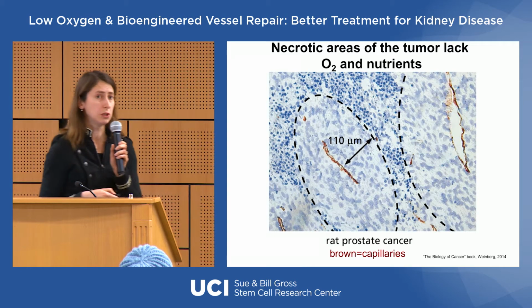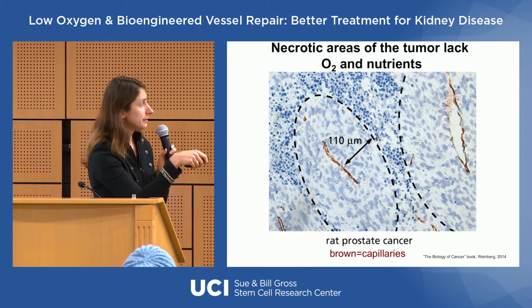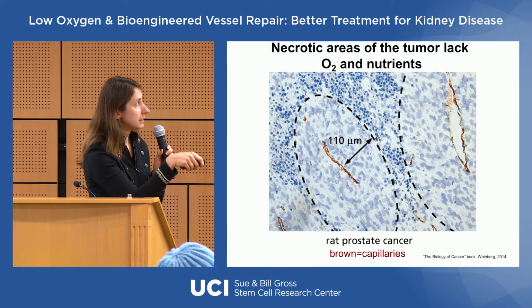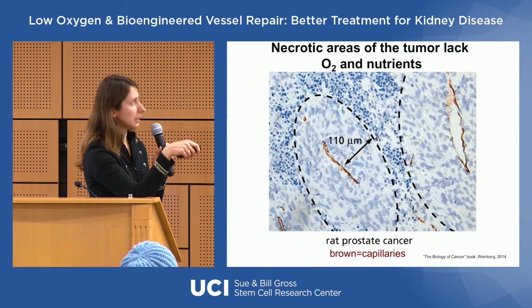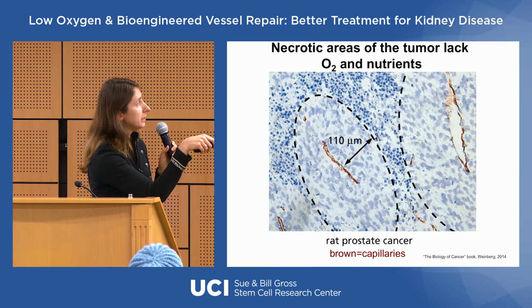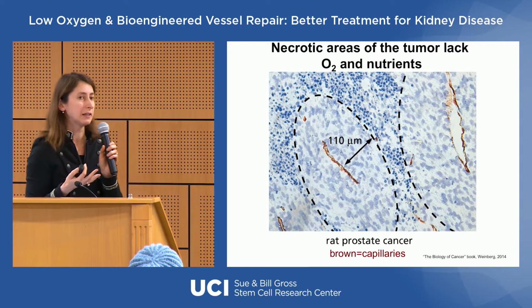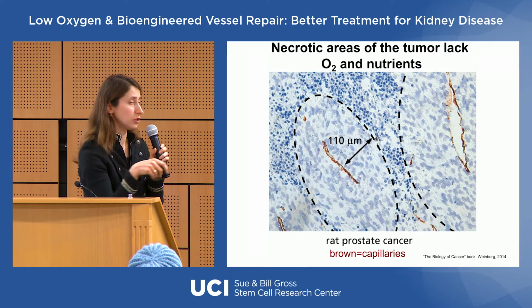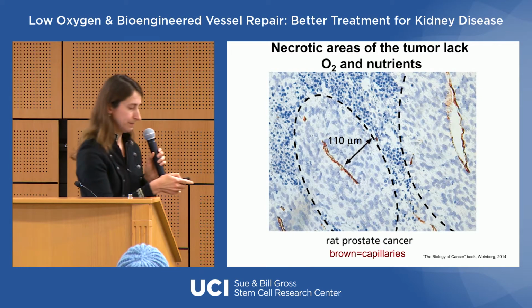So this is just to illustrate how it looks like in a solid tumor. So here in brown, we have blood vessels. And then around the blood vessels, those cells look healthy. They proliferate. But then beyond this circle, those cells look very crowded. They are not healthy. A lot of them are dead. And this is because the oxygen is not delivered to those cells. They lack oxygen and nutrients.